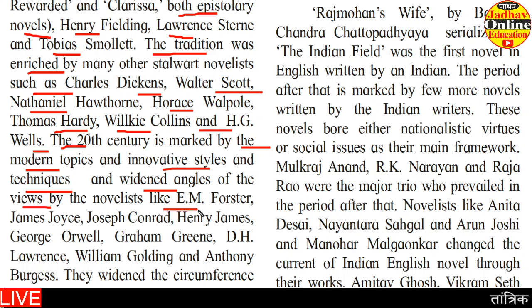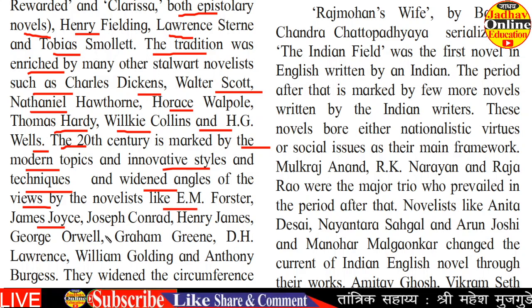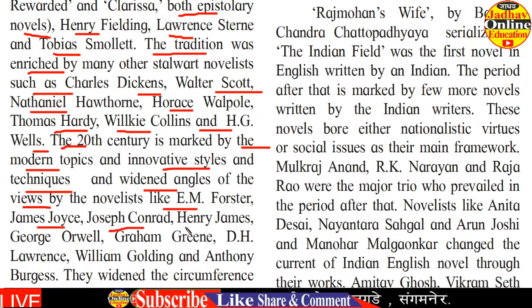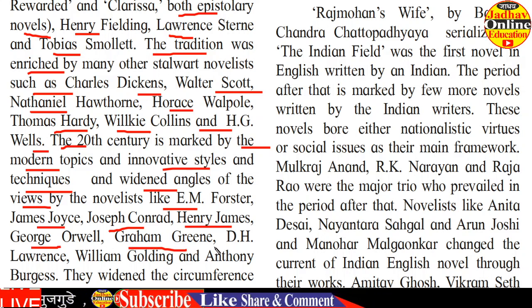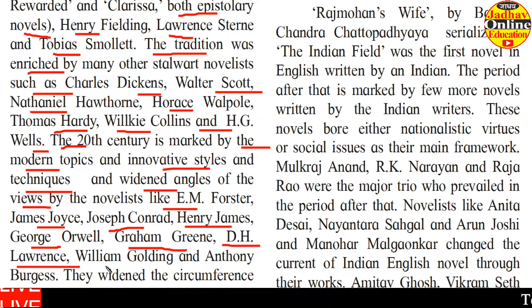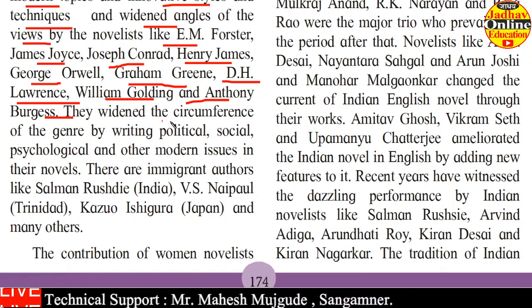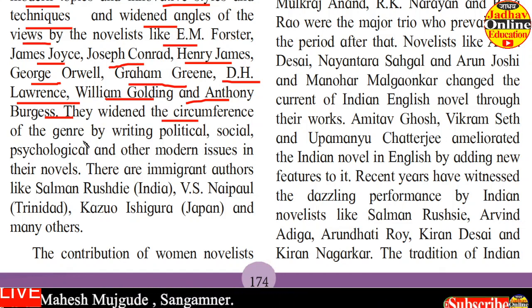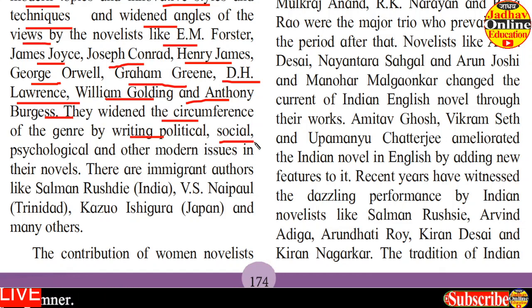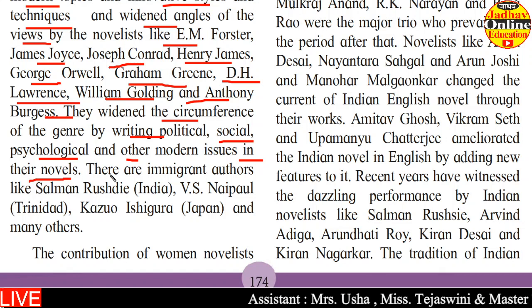by the novelists like E.M. Forster, James Joyce, Joseph Conrad, Henry James, George Orwell, Graham Greene, D.H. Lawrence, William Golding, and Anthony Burgess. They widened the circumference of the genre by writing political, social, psychological, and other modern issues in their novels.